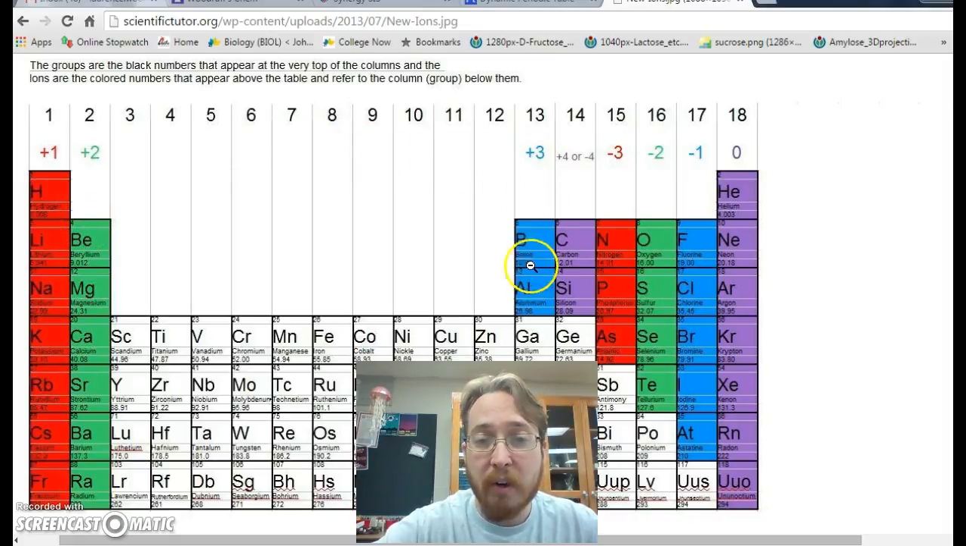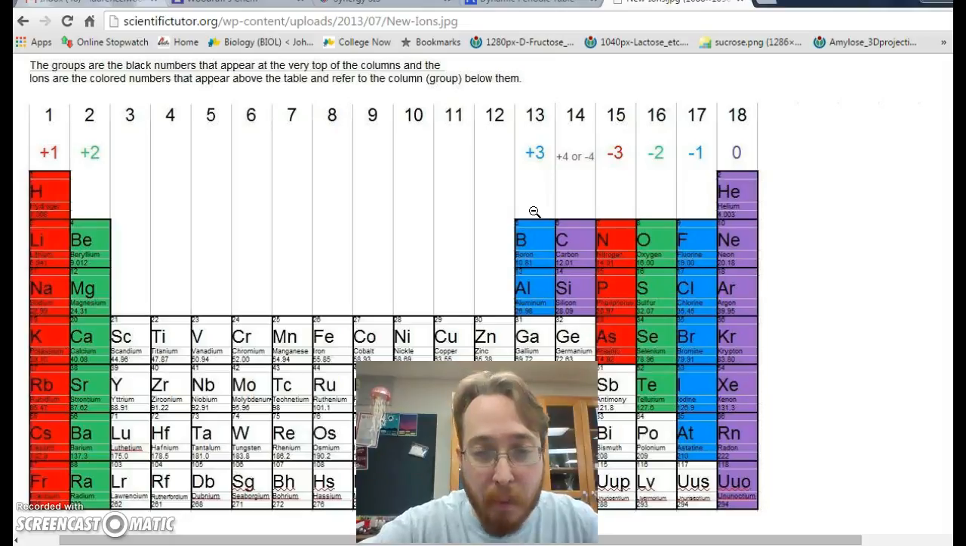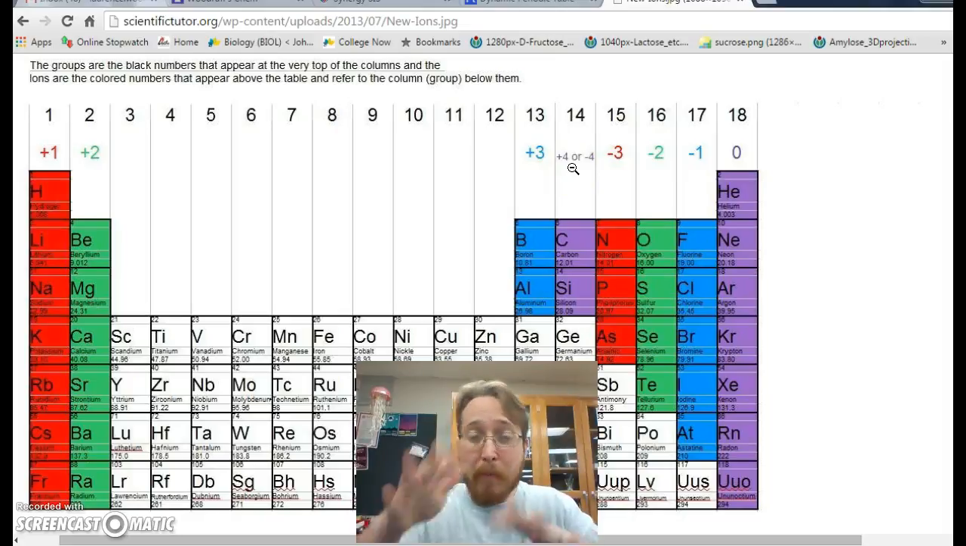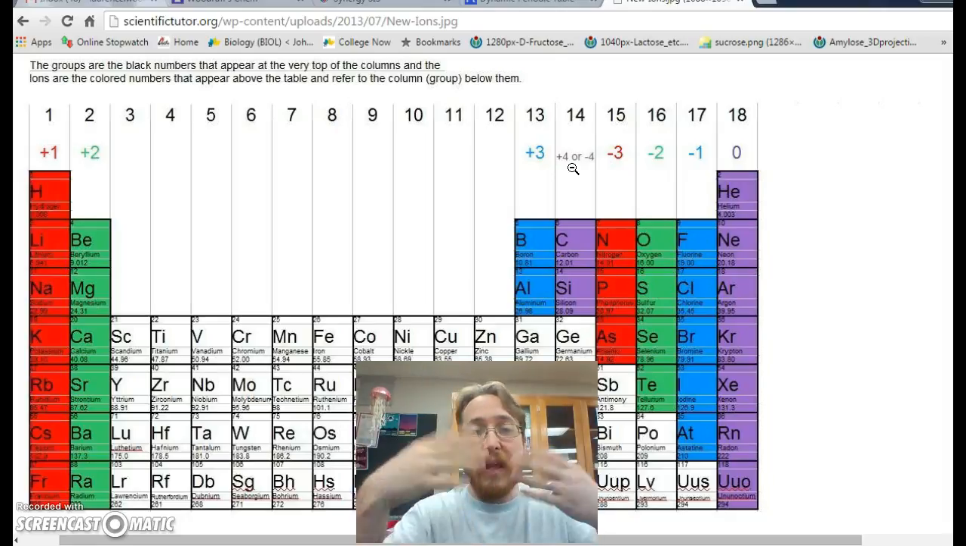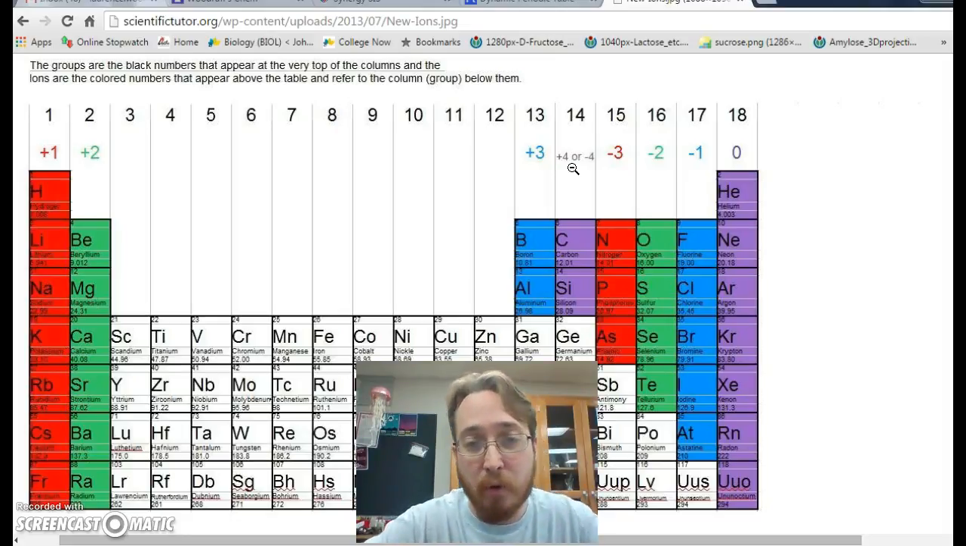We can jump across to here. These guys are going to lose electrons because they have a low electronegativity. When they lose the electrons, they get a positive charge. Because they have 3 valence electrons, they can lose 3 before they stop with electron transfer, so they will have a positive 3 charge. This group can go either way because they have 4 valence electrons. Sometimes they have a medium electronegativity, so sometimes they'll steal, sometimes they'll give up electrons. If they gain 4, they get a negative 4 charge. If they lose 4, they get a positive 4 charge.